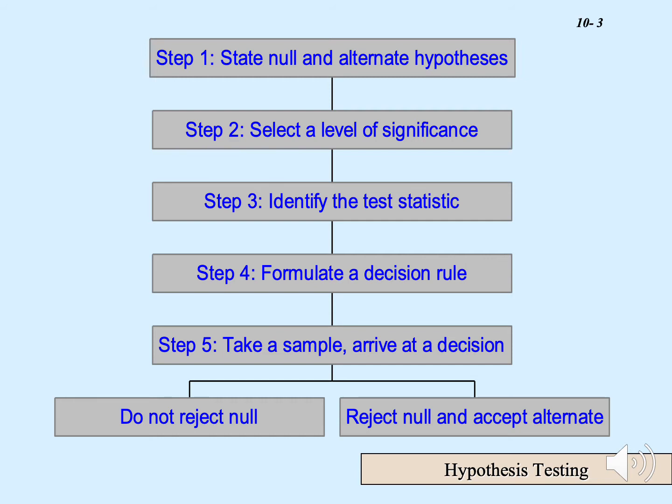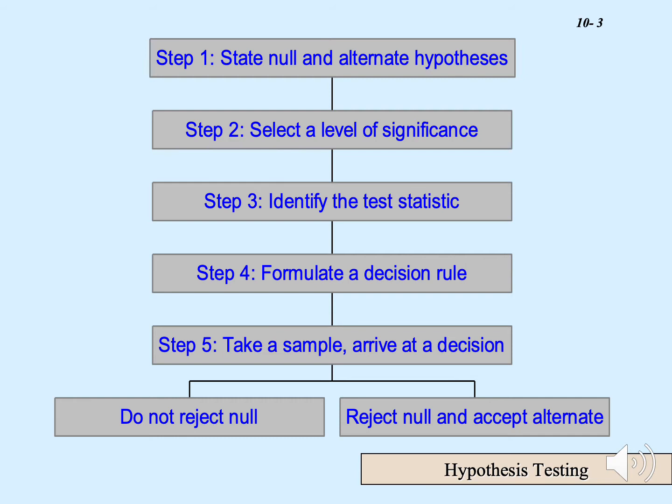Then step 4 is you formulate your decision rule, whether you accept or reject the null hypothesis. And step 5 is you take a sample and arrive at a decision: reject or fail to reject. Reject the null means accept the alternative.